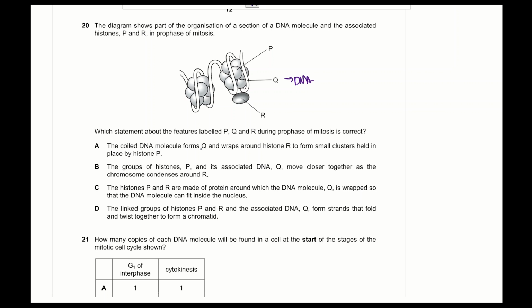Now let's see the suggestions that we have here for A. The DNA molecule forms Q, so this is correct, and wraps around the histone R to form small clusters held in place by histone P. The wording here is incorrect. It wraps around the histone P to form small clusters held by histone R. Therefore, this is incorrect. Plus, this is also incorrect because here they're asking specifically during prophase of mitosis. This happens all the time, not just during prophase. Therefore, for those two reasons, this is incorrect.